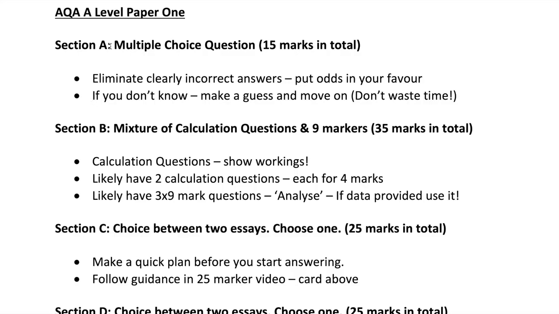Things to be aware of: you want to firstly make sure that you're eliminating clearly any incorrect answers straight away. When you're going through the 4 options that you'll have, you'll always be choosing one, of course. Put the odds in your favour if you can. Also, if you don't know the answer, make a guess. There's nothing wrong with just making a straight guess if you haven't got a clue, because you might get one.